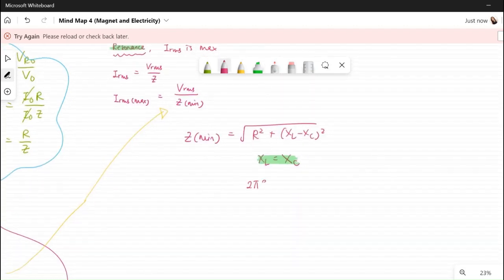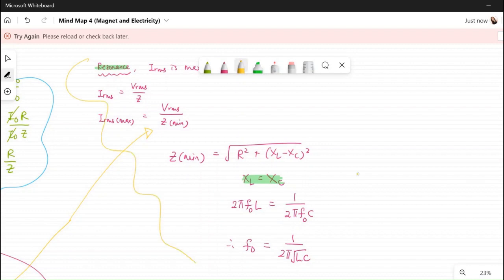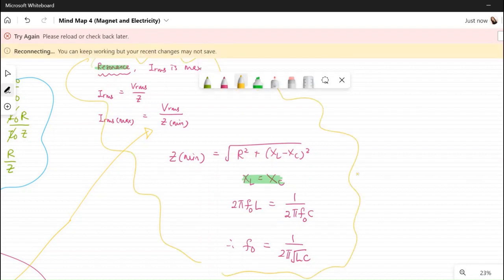What is XL? XL is 2 pi FL. At this frequency, called the resonant frequency, I put it as F naught. And the capacitive reactance is inversely proportional to the frequency, where XC is equal to 1 over 2 pi FC, with the frequency here being F naught. Therefore, I can derive the resonance frequency expression, where F naught is equal to 1 over 2 pi square root of LC. So this is resonance. Resonance in the RLC circuit only occurs in an AC circuit, right?